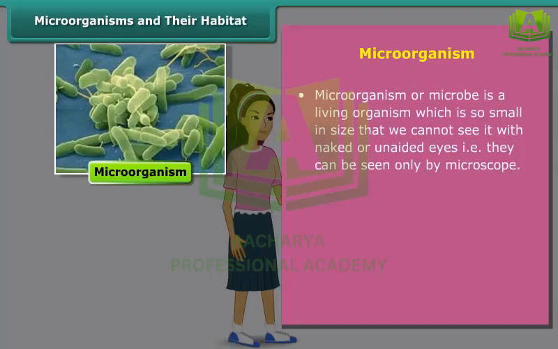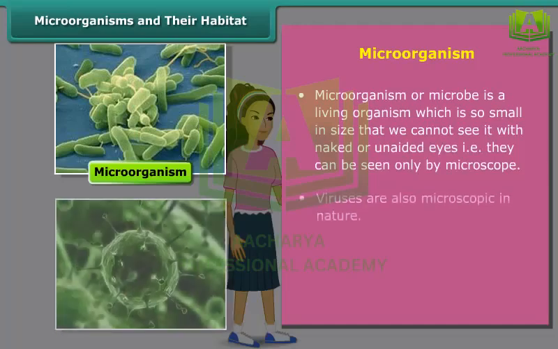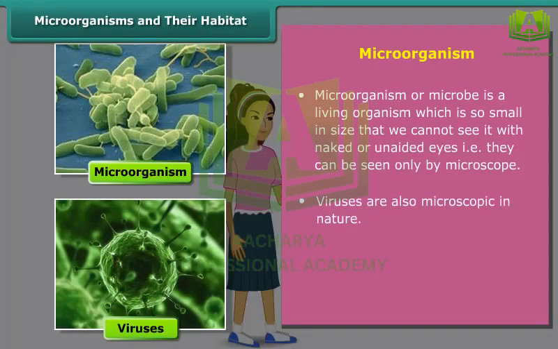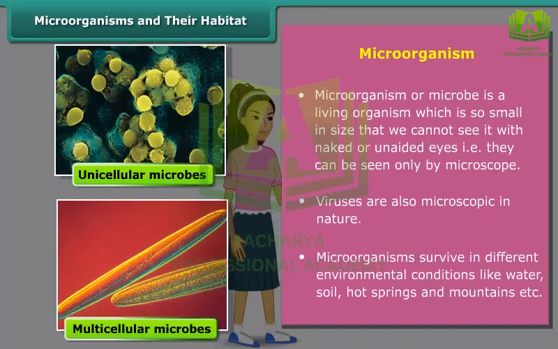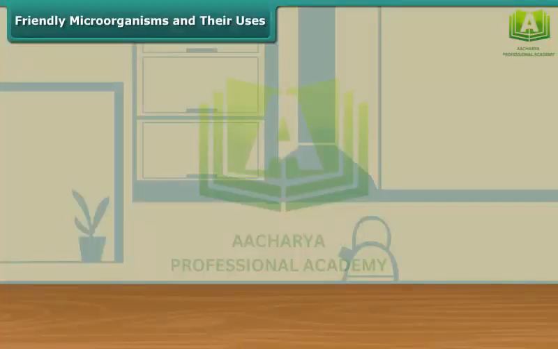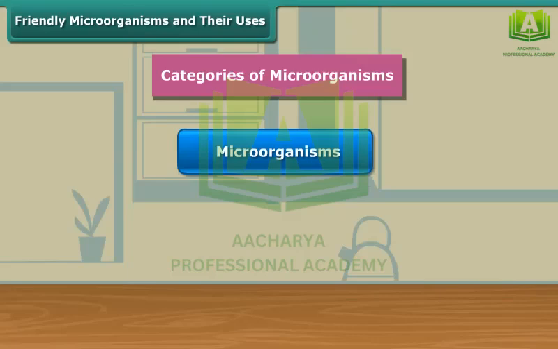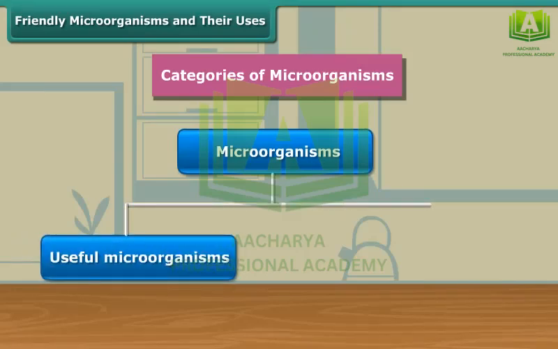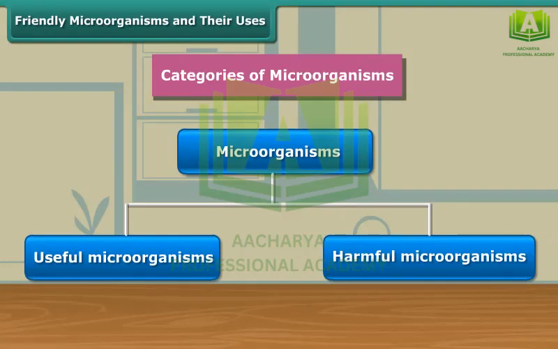A microorganism or microbe is so small in size that we cannot see it with naked or unaided eyes. They are broadly classified into four major groups: bacteria, fungi, protozoa and algae. Viruses are also microscopic. Microorganisms can survive in different environmental conditions. Dear students, these microorganisms are broadly categorized into useful microorganisms and harmful microorganisms.